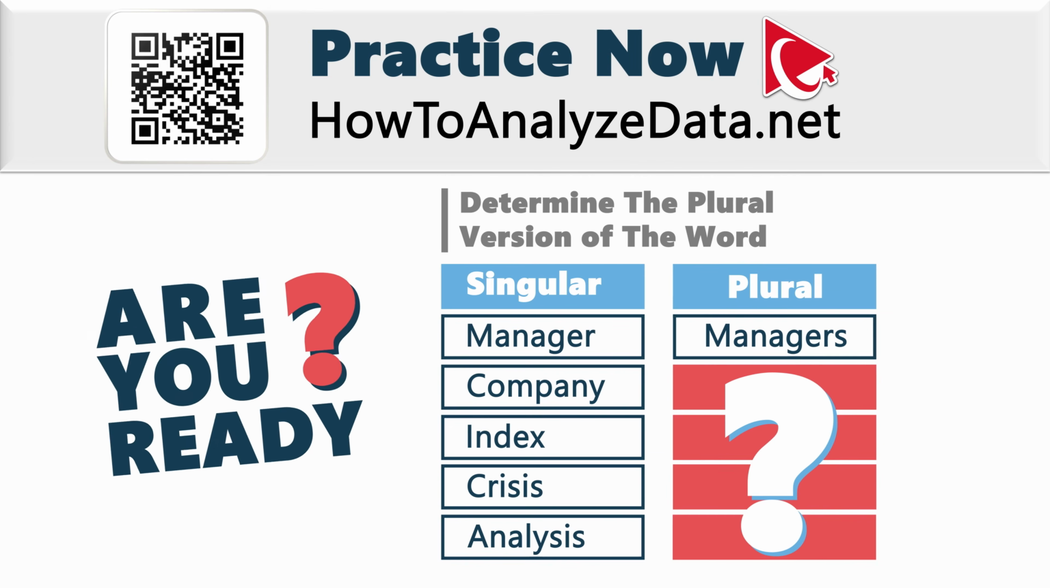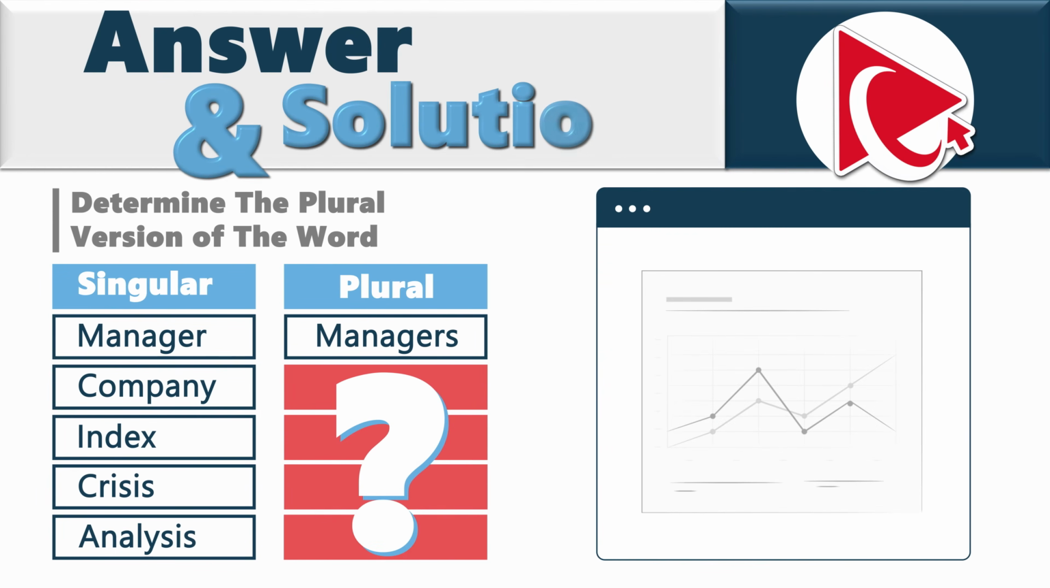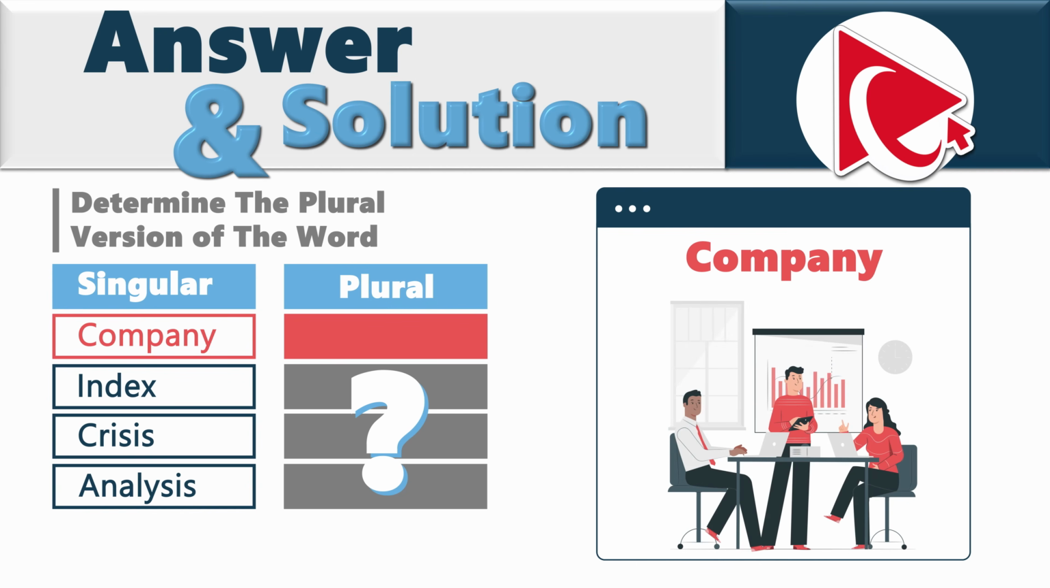Are you ready with your solution? I hope you are, so let's move forward and compare our versions of the answer. To better understand the plural versions of the words, let's start with the word's definition. Company is a legal entity formed by individuals or shareholders to engage in business activities. And plural version for companies is spelled as C-O-M-P-A-N-I-E-S and is pronounced as companies.